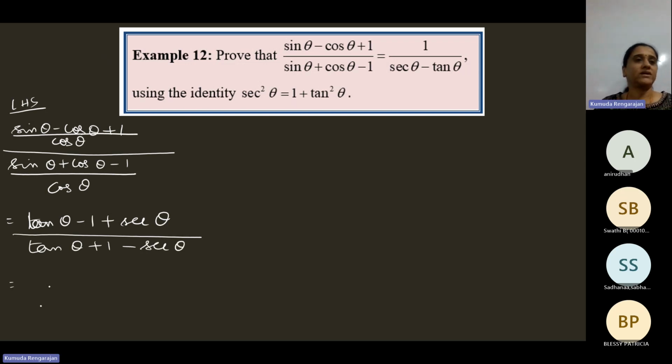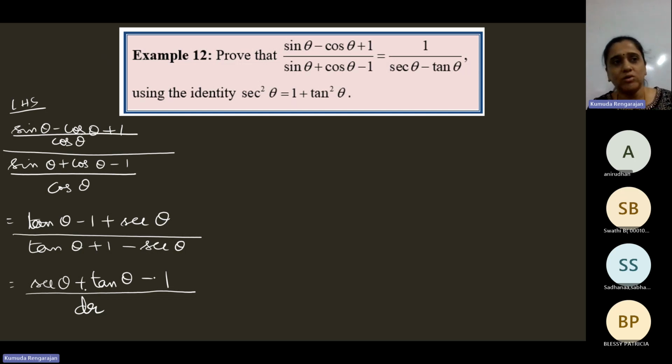Now, what did we understand? Do not disturb the denominator. Write the denominator as it is. I'll just write dr for denominator. Same denominator. Don't disturb. In the numerator, arrange the terms. Put 1 in the end. Now, the identity is secant square theta minus tan square theta, no? So we'll write secant theta first. Secant theta plus tan theta minus 1.